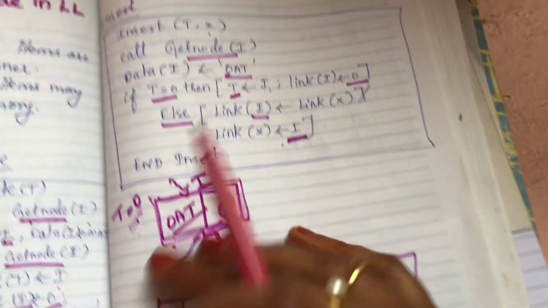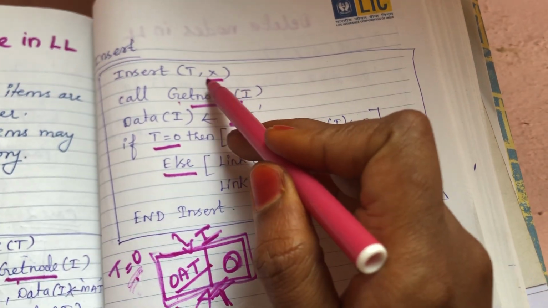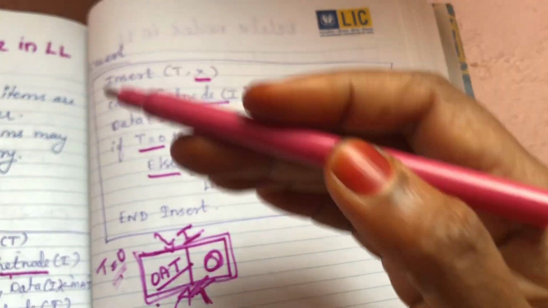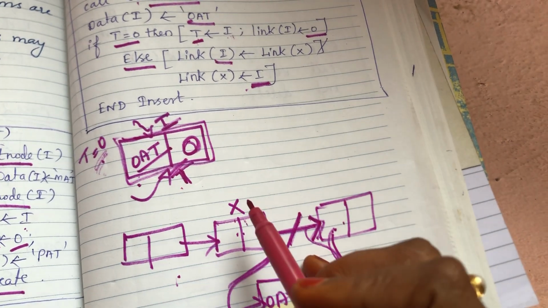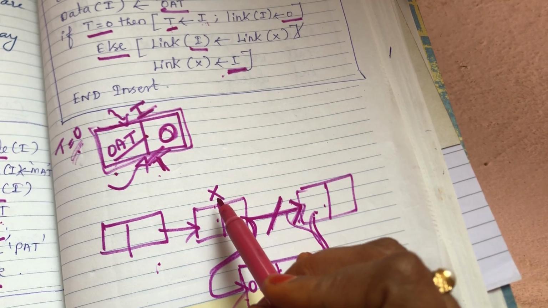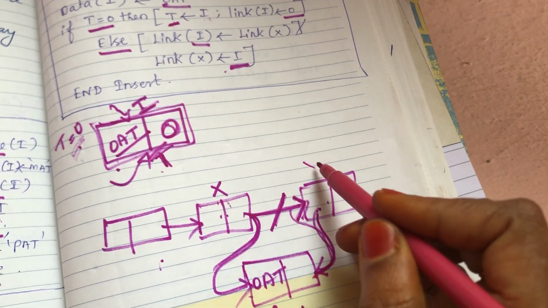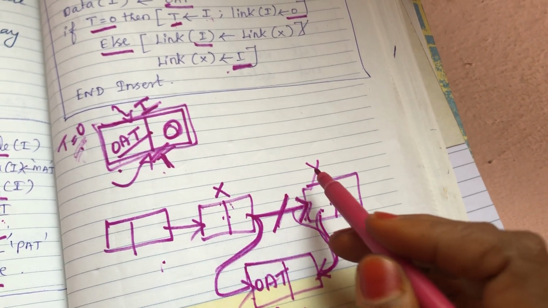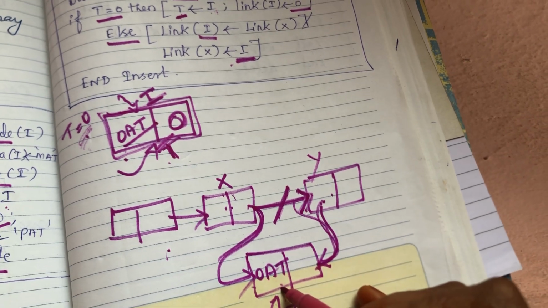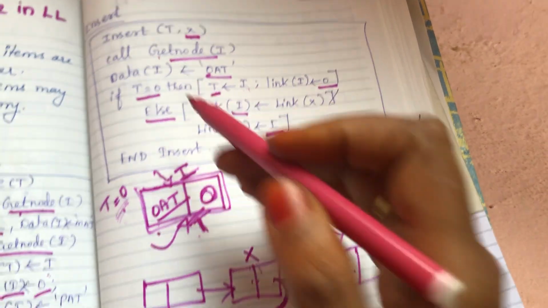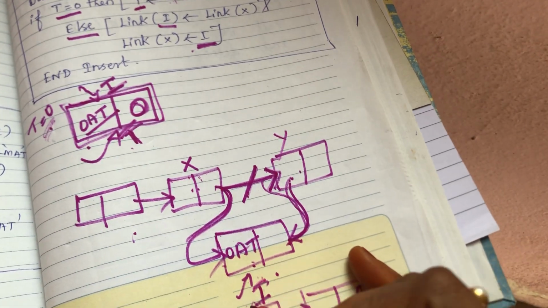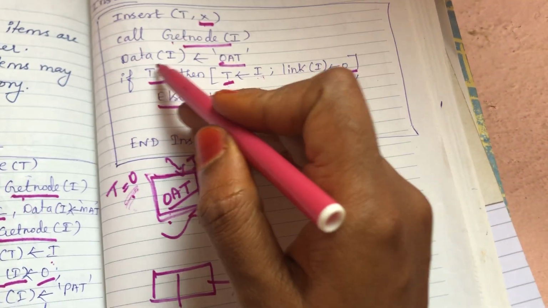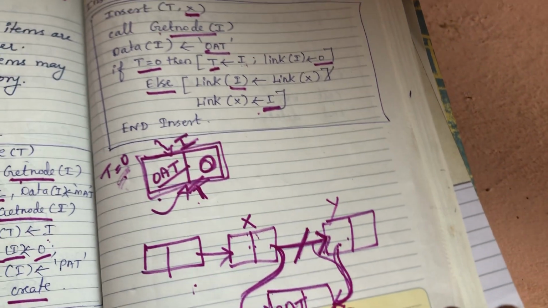Otherwise, you are going to add in between the nodes, that is, you represent x. Here already one list is there. I am going to insert in between x and, consider this is y. In between x and y I am going to add one new node. Call getnode of I, same process. My node is displayed, I representing I. Data of I is equal to x, so I am representing x here.